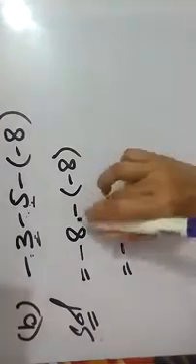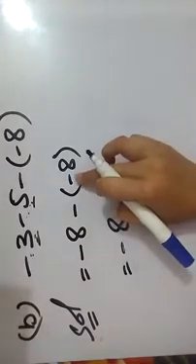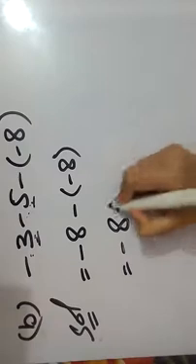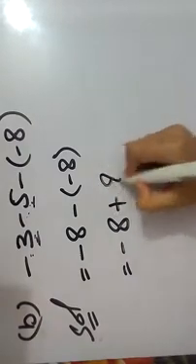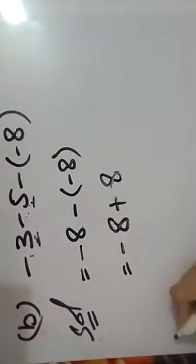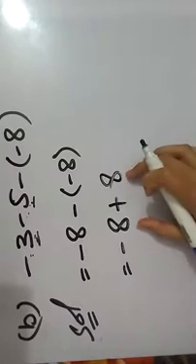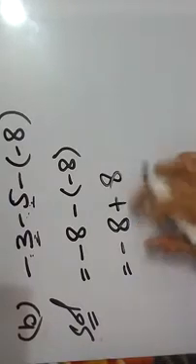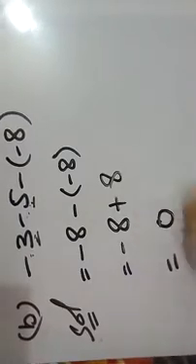Negative 8, negative multiplied by negative, the answer will be positive, so 8 becomes positive. Now these both values have the opposite sign, so we will subtract 8 from 8, and the answer will be 0.